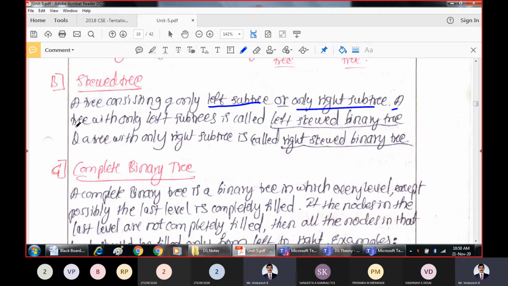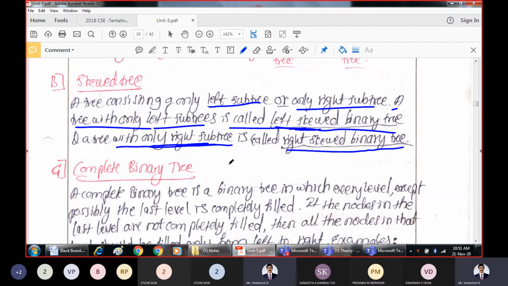For example, a tree with only left subtree is called a left skewed binary tree. In that tree, only the left subtree is there. There is no right subtree. And in a binary tree, if we have only right subtree and there is no left subtree, that is called a right skewed binary tree. So two types: left skewed binary tree and right skewed binary tree. They indicate trees having only left subtree and trees having only right subtree.